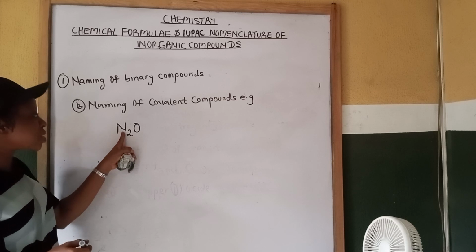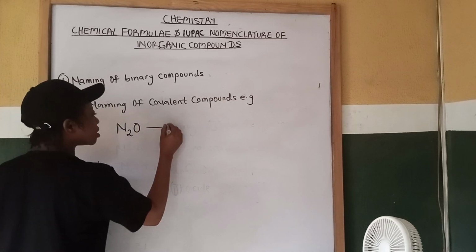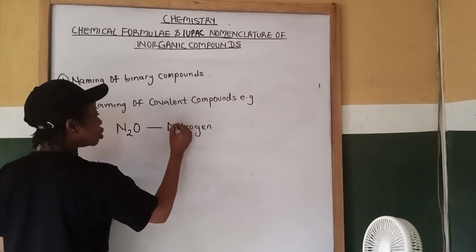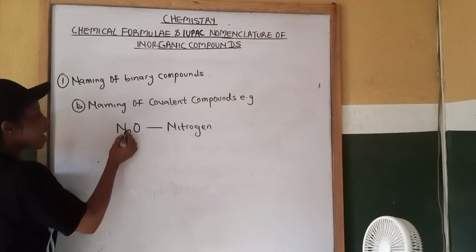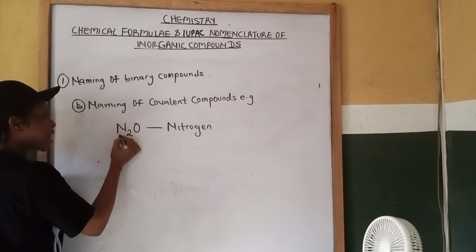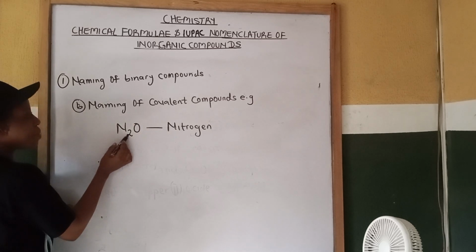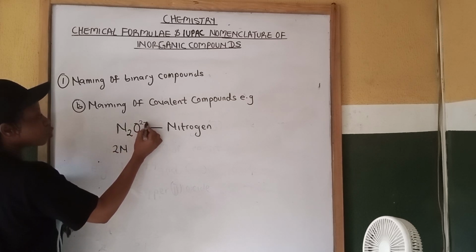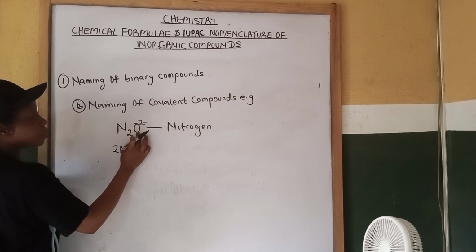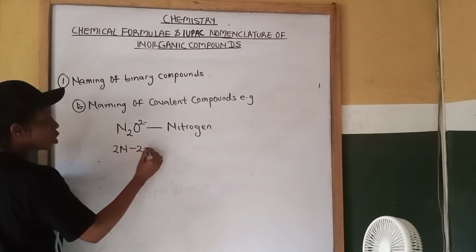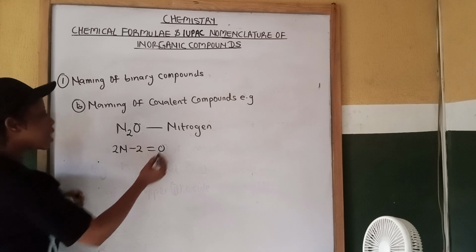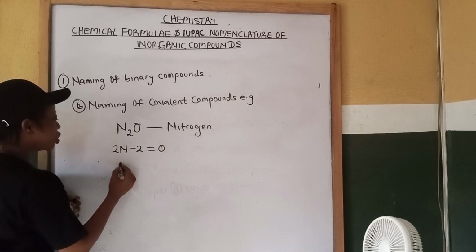So you name the first atom fully, which is nitrogen. Then calculate the oxidation number of nitrogen from this compound. How many nitrogen do we have? 2. 2 times N will give us 2N. Then what is the charge on oxygen? That's 2 minus. So minus 2 times 1 oxygen, that is minus 2, equal to 0. Now, make N the subject of the formula.